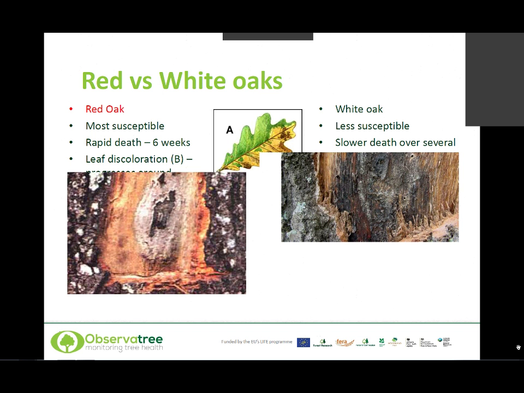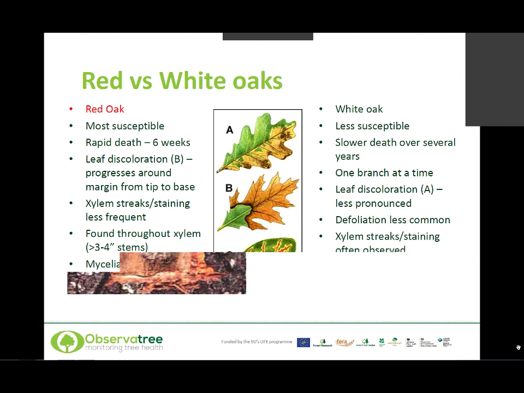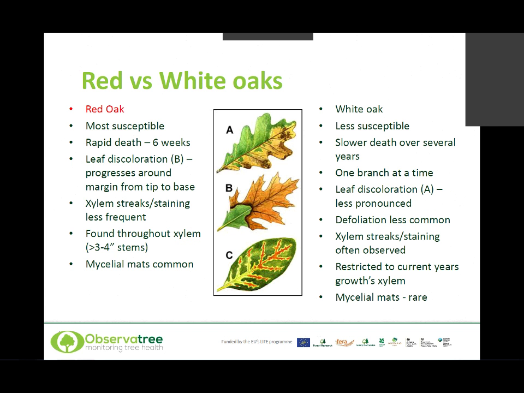So the concern to us in this particular presentation is about oak wilt, Ceratocystis fagacearum, and this is interesting to see the difference in susceptibility between the red oaks and the white oaks. So the red oaks are predominantly of North American origin, and they are the most susceptible. When you get infection by Ceratocystis fagacearum, it will cause a very rapid death indeed.